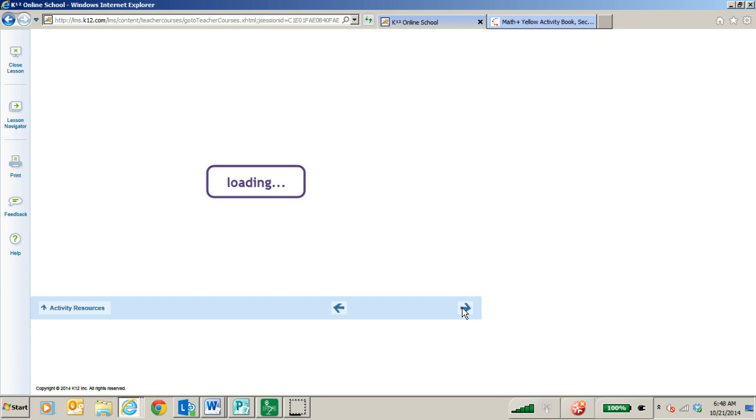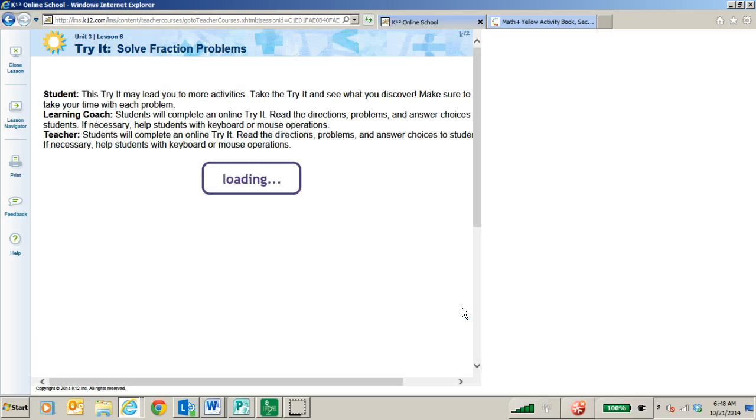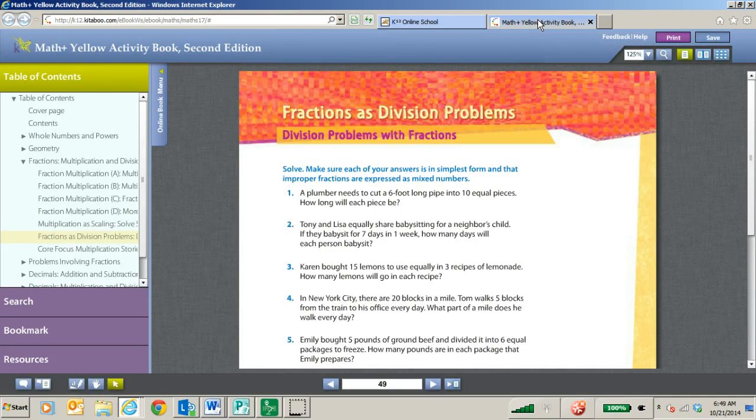So continue to practice those activities, and then it is time to go to the math activity book and work out some problems, and I'll head right there before we take the checkpoint. These problems are very similar to the ones that were just done in the practice sessions.